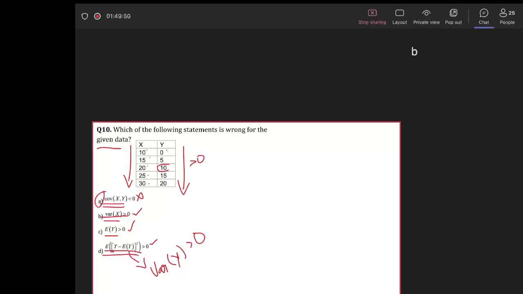Any doubts, or is it clear to all? If you have any doubts, you can raise your hand. Okay, so this brings us to the end of the TA session for today.